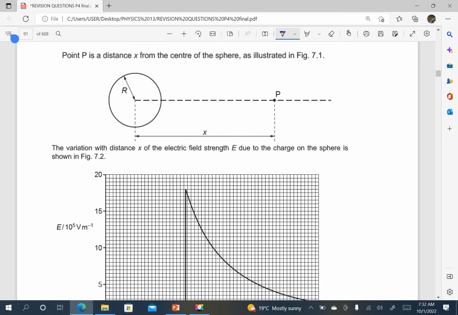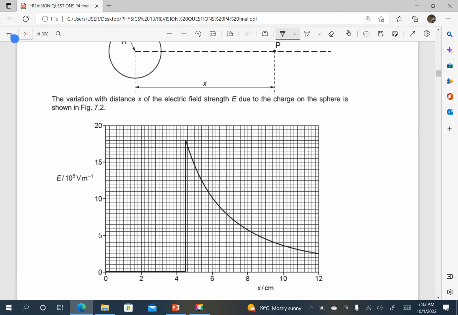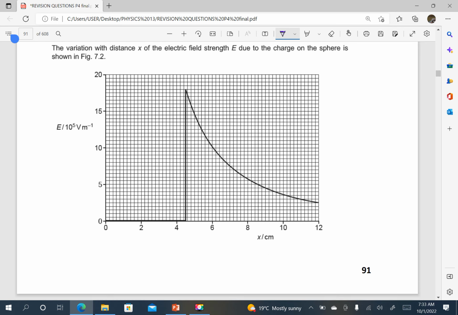Okay, next. A metal sphere of radius r is isolated in space. Point P is a distance x from the center of the sphere as illustrated here. The variation with distance x of the electric field strength E due to the charge on the sphere is shown. So we have the variation here. This is at the center. All we need to know is the scale. The scale I think is 0.2, 4.2, 4.4, 4.5. That is 4.5 here in the middle.